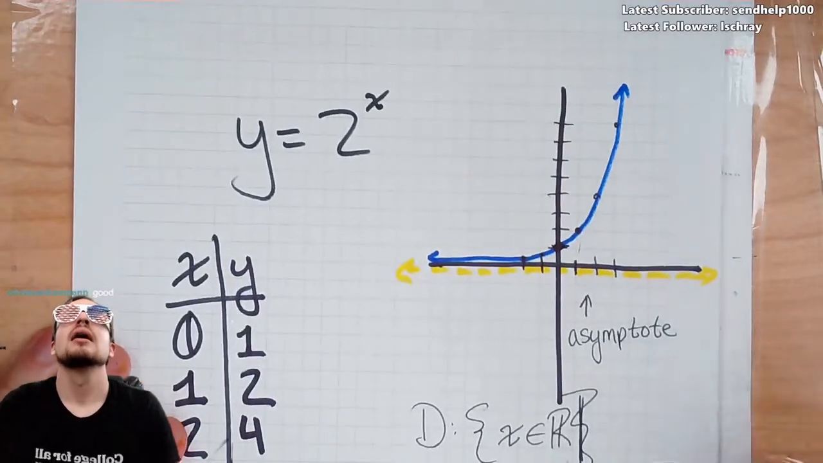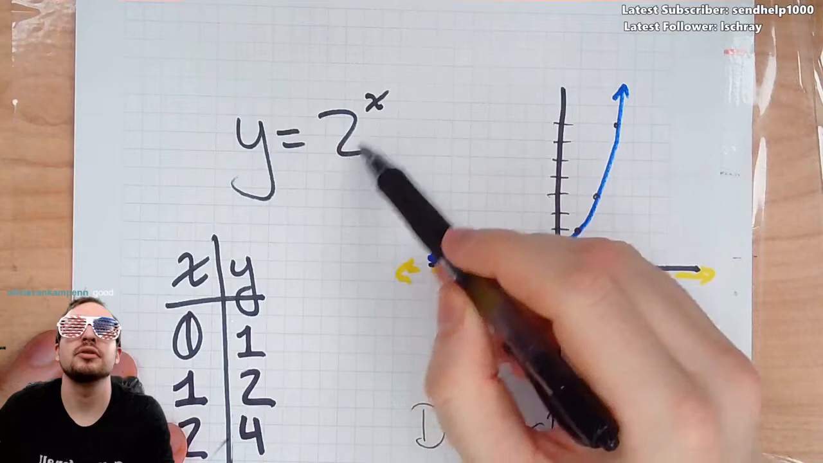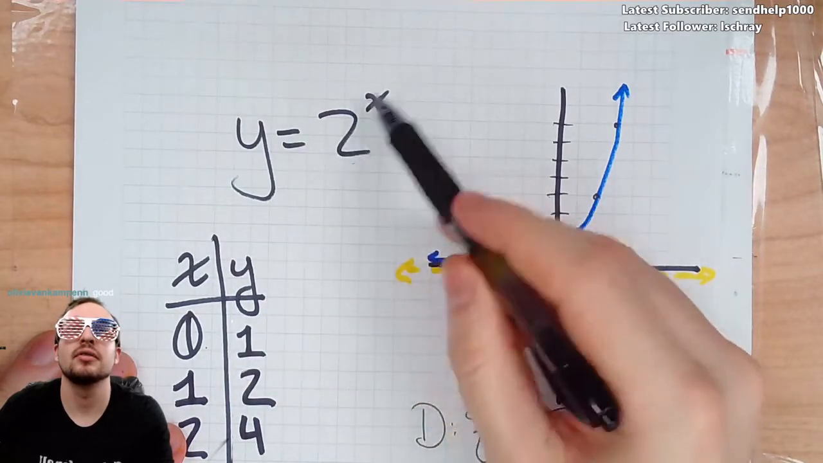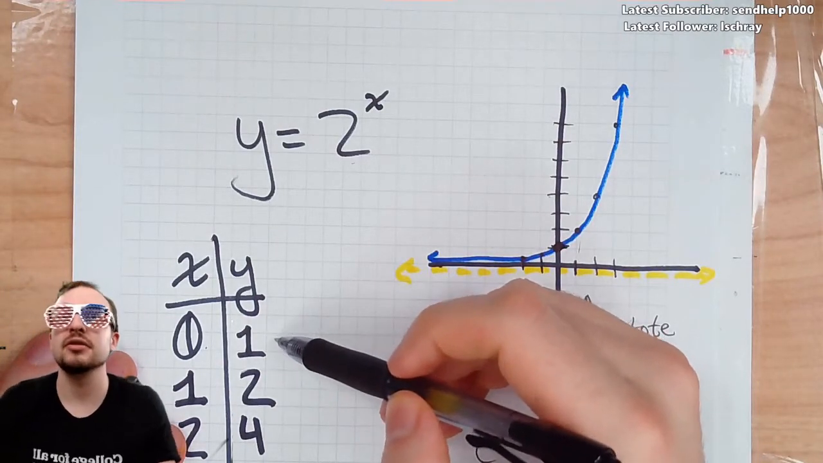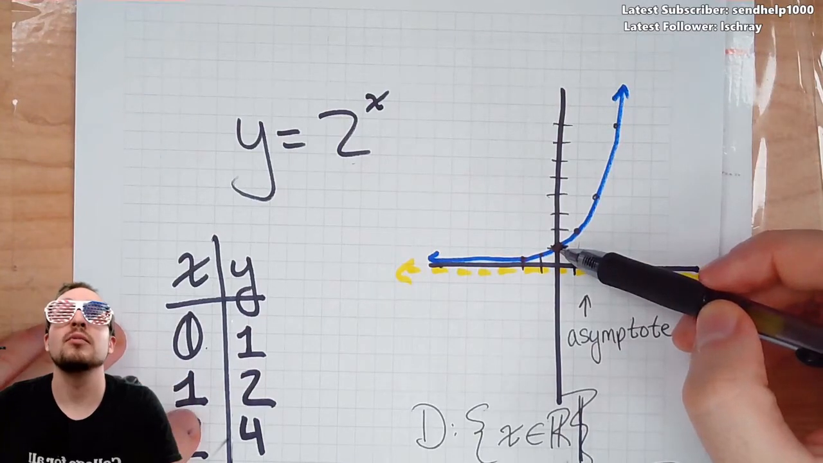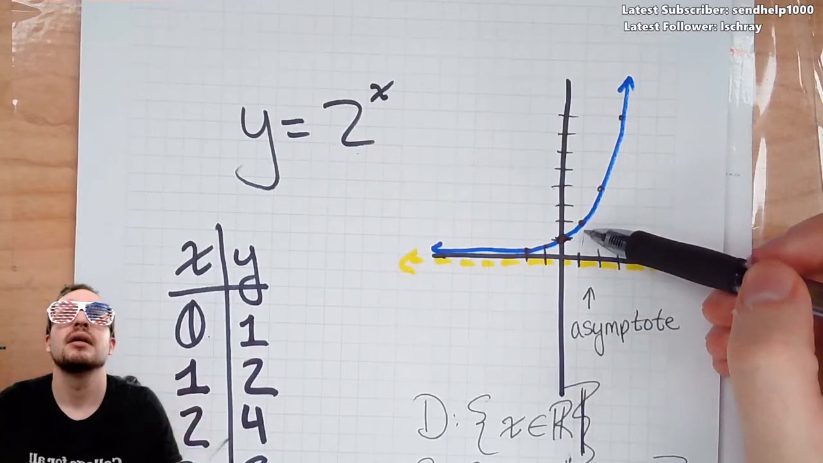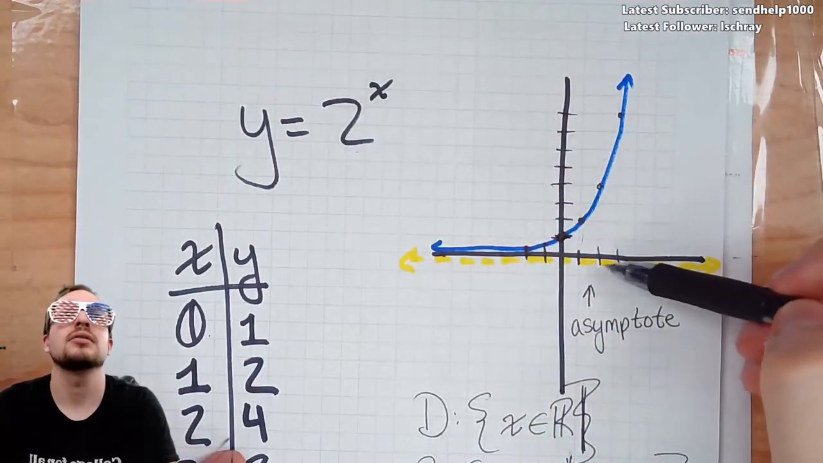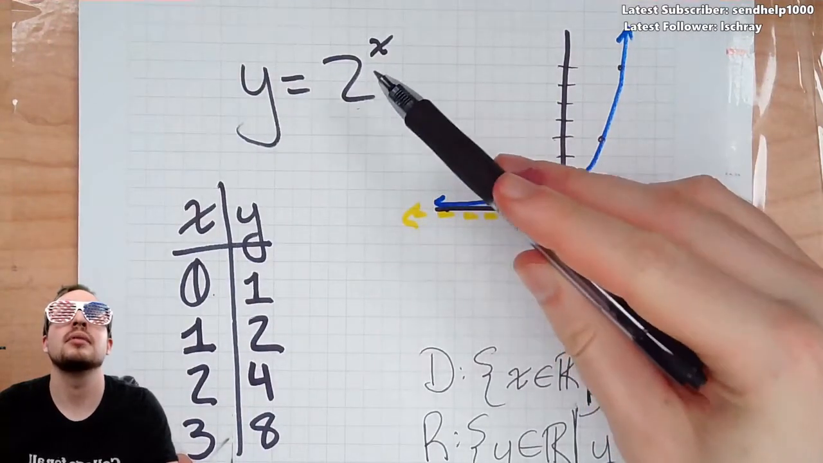So here's a graph. Y equals 2 to the x. If x is 0, then we have 2 to the 0th, which we know is 1, right? Anything to the 0th is 1. So when I plug in 0, I get 1. If I plug in 1, I get 2 to the 1st, that's 2. Plug in 2, I get 4, because 2 squared is 4. If I plug in 3, I'm going to get 8, because 2 times 2 times 2 is 8.